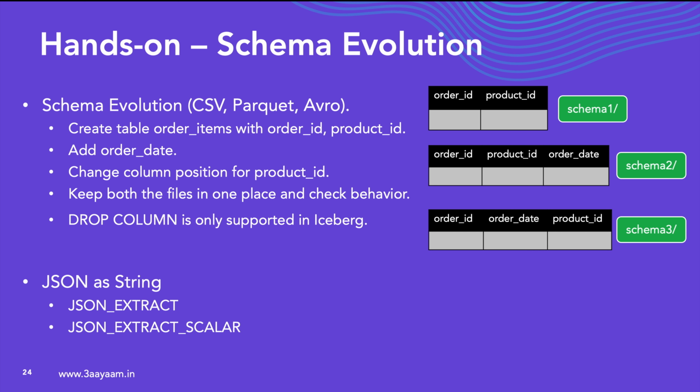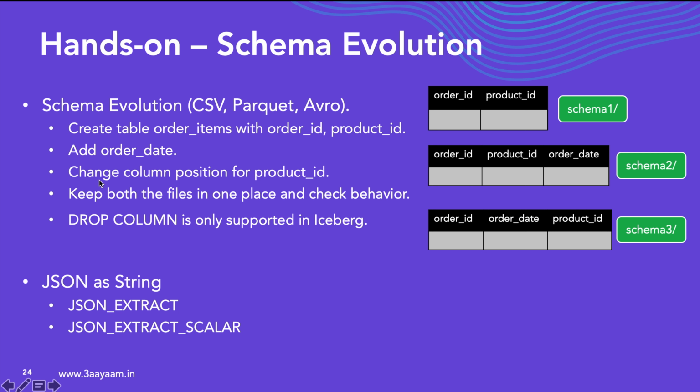I'll be creating a table order_items in a different database with very small data, I think around 10 rows. Initially the table would have only order ID and product ID, and it will point to a folder called schema1 where I'll put the file which would contain order ID and product ID. Then I'll add order date. After adding order date, the schema would look like this: order ID, product ID, and order date. And it would point to a folder called schema2 because it would contain records with order date.